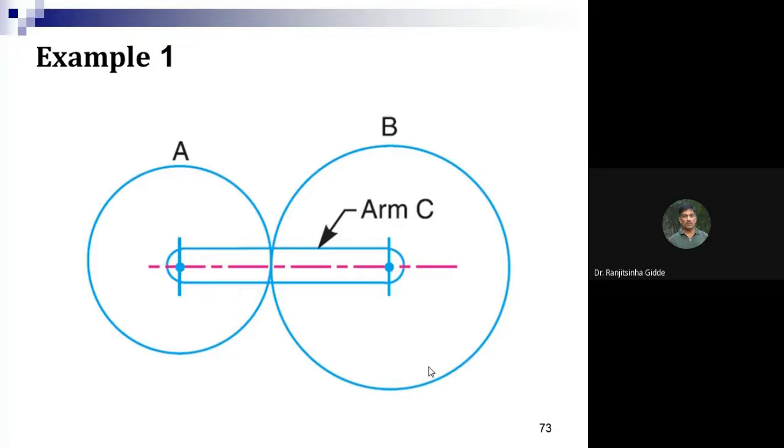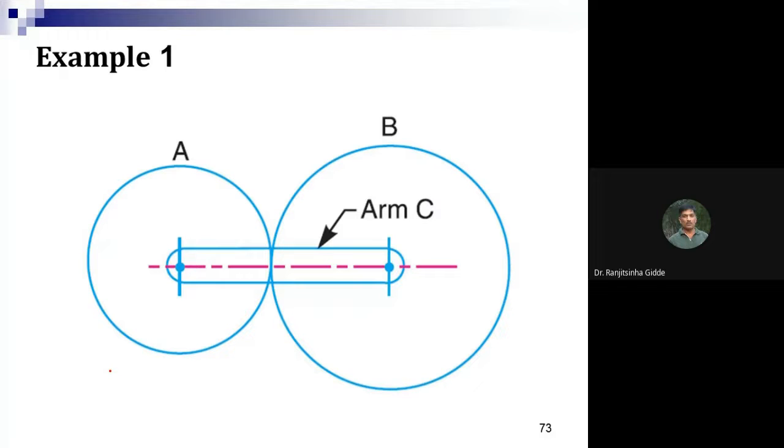If the arm rotates at 150 rpm in the anti-clockwise direction about the center of gear A, which is fixed, determine the speed of gear B.